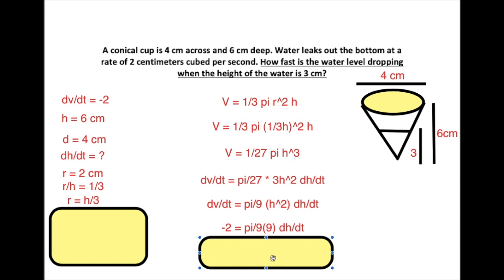And since we are looking for dh/dt and are given dV/dt and h, we can now put in our values. Therefore, giving us -2 is equal to pi/9 times 9, dh/dt, resulting in our answer, which is -2/pi centimeters per second is equal to dh/dt.